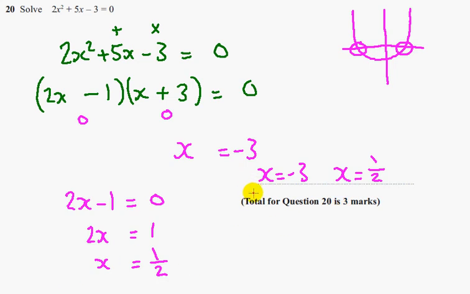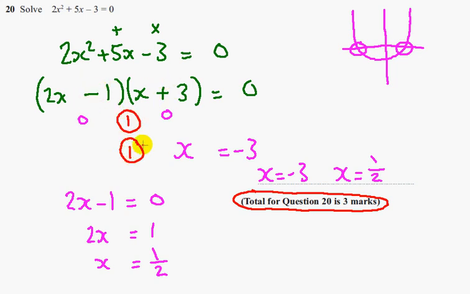Now, question 20 is worth 3 marks in total. The first one is for factorizing 2x squared plus 5x minus 3, regardless of the signs. If you've got the 1 and the 3, that's enough to get you the first mark. The second mark is if the signs are correct, so you factorized it correctly. And the third mark is for the answer of minus 3 and positive a half, or 0.5 of course. And that's it for question 20.